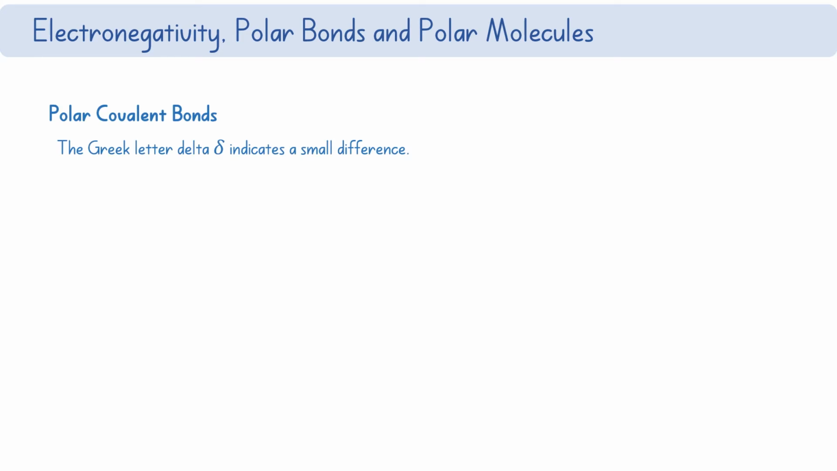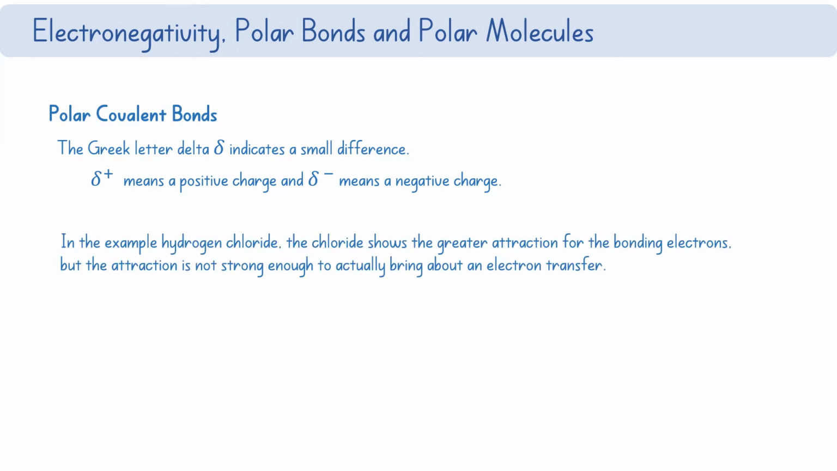So we know that the Greek letter delta indicates a small difference. Delta positive means there's a positive charge. Delta negative means a negative charge. In the example hydrogen chloride, the chlorine showed the greater attraction for the bonding electrons, but the attraction was not strong enough to actually bring about an electron transfer. So we have a polar covalent bond.